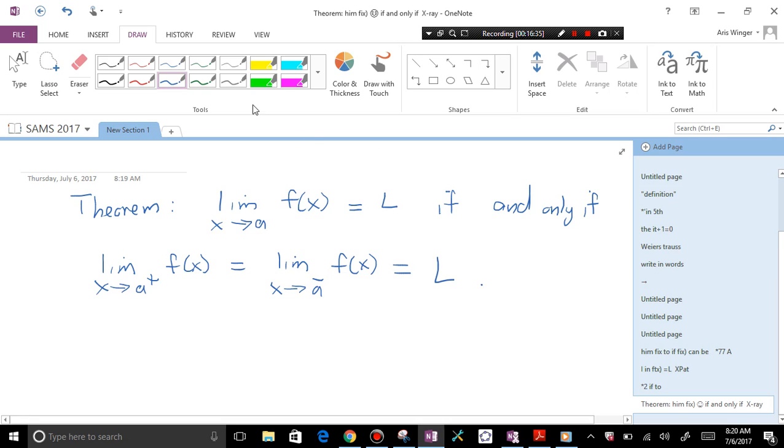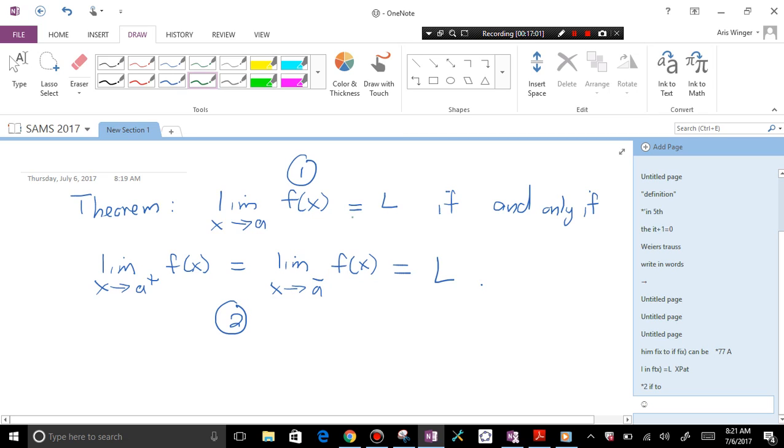So what do I mean by if and only if? It means that if you start with one, the other one happens. So there are two statements here. This is statement 1, and this is statement 2, right? And if statement 1 is true, then statement 2 is true. And if statement 2 is true, then statement 1 is true. That's what we mean by if and only if. That if you start with this, then this has to follow. If you start with this, then this has to follow.